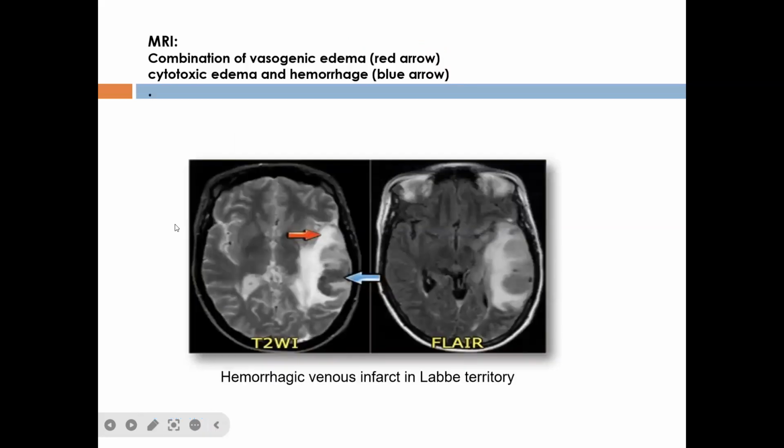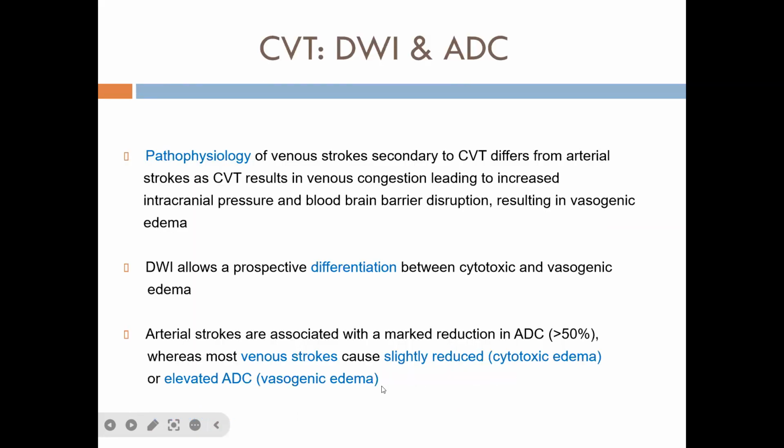Again, this is the cytotoxic and vasogenic edema. We'll discuss it in a separate class. Usually in cytotoxic edema, diffusion restriction will be there and ADC will be less. In vasogenic edema, diffusion restriction will not be there, but ADC values will be more and FLAIR hyperintense signals will be there. Next slide. Okay, next slide.